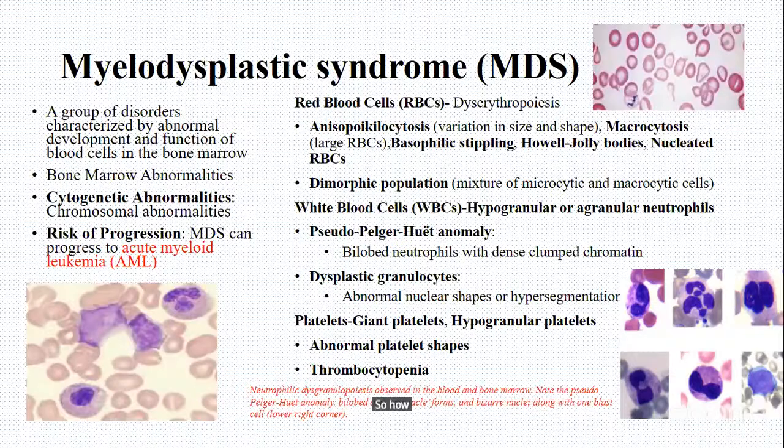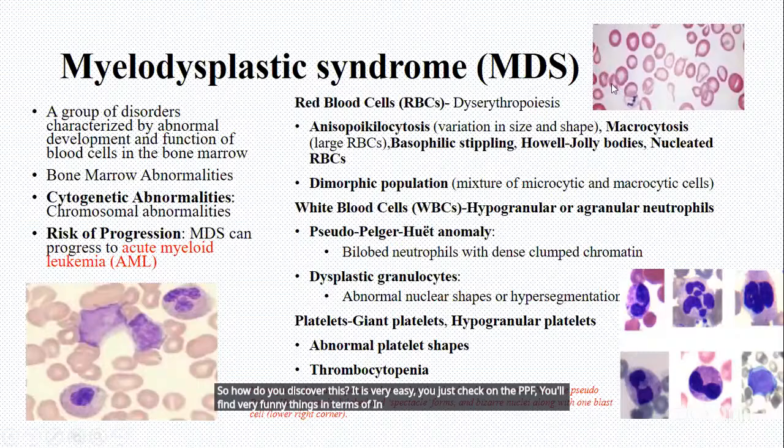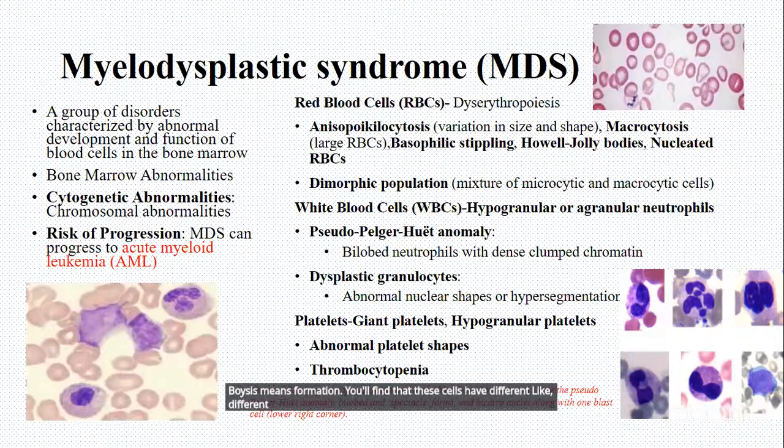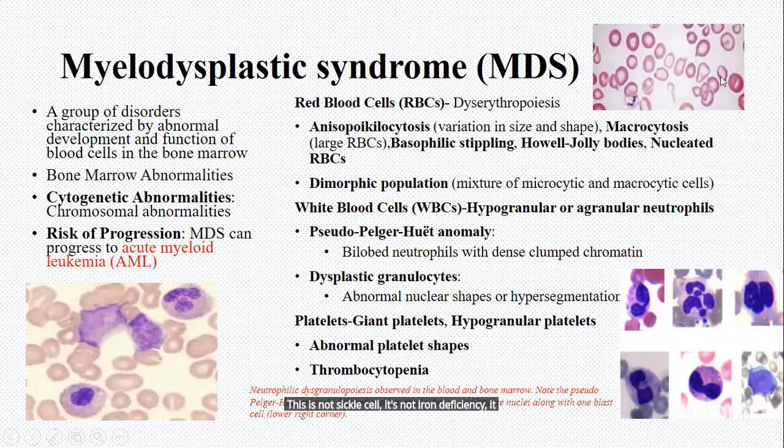So how do you discover this? It is very easy. You just check the PBF. You'll find very funny things in terms of the red blood cells on the screen. We call it dyserythropoiesis. Dys means bad, erythro means red cells, poiesis means formation. You'll find that these cells have different styles. We have microcytes, macrocytes, round ones, oval ones, teardrops. They don't have a specific diagnosis. You have to be conscious about this. This is not sickle cell, it's not iron deficiency, it is a dimorphic picture.